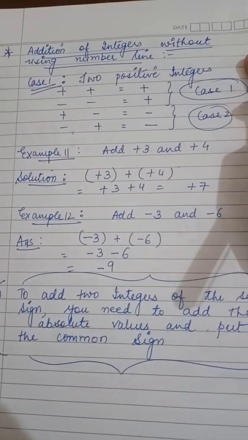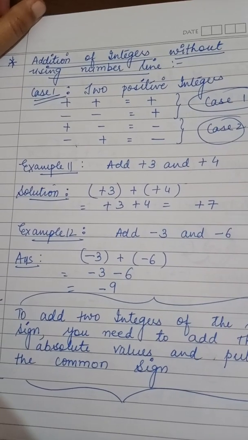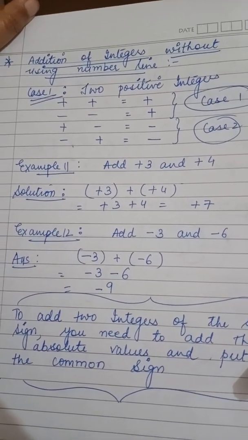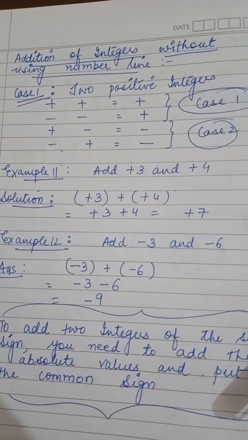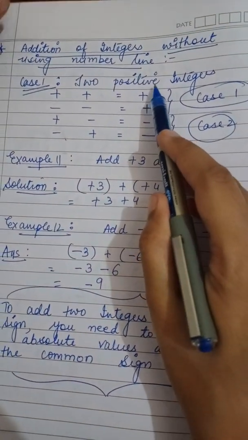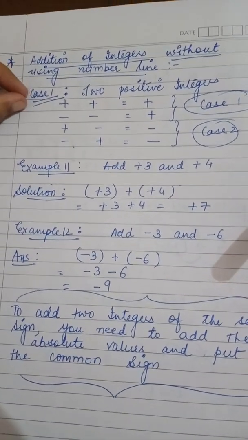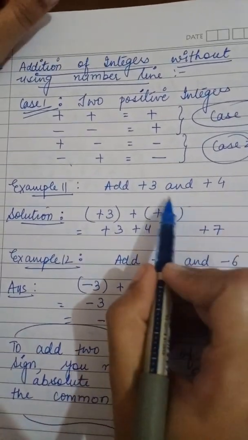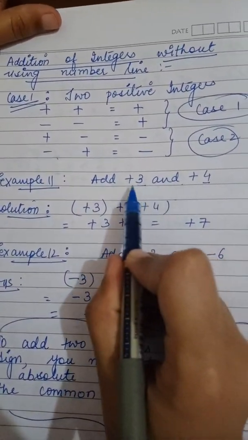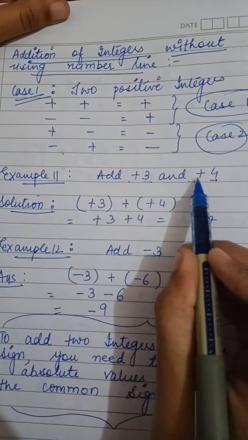Now, addition of integers without using the number line. Now, without using the number line, how are you going to do these questions? Case 1. When 2 positive integers are there or 2 negative integers are there. Basically, in this case, what we are going to learn is, if I am having 2 integers like 3 and 4 and both are of the same sign. 3 is also of plus, 4 is also of plus.